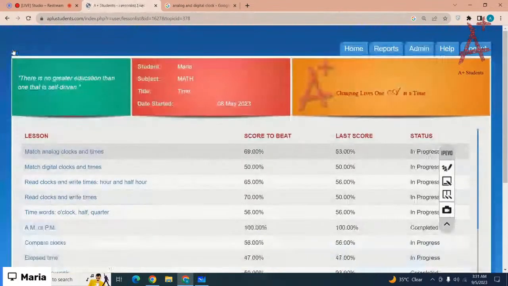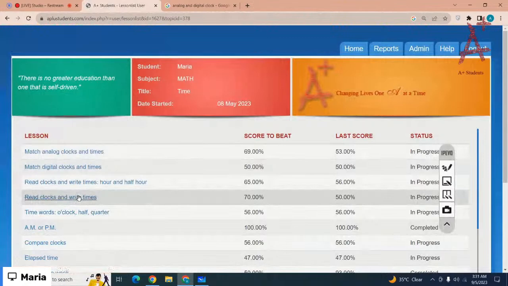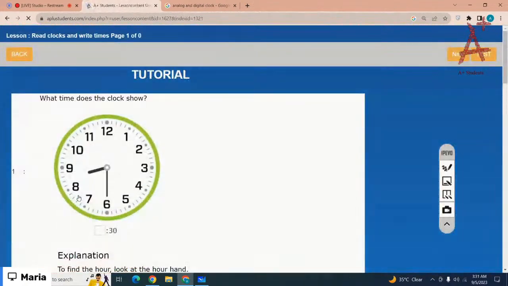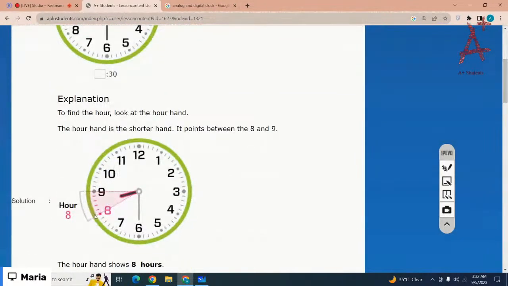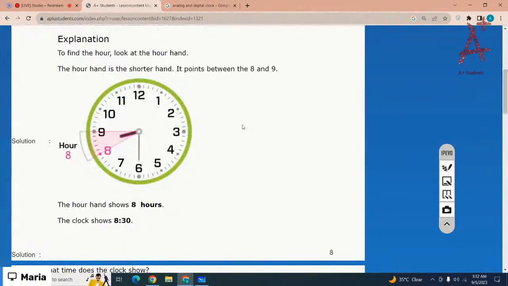The next one is read clocks and write times. Okay, what time does the clock show? So just look at the hour hand, right? That would be the hour hand. That is exactly midway between 8 and 9, right? The clock points to the midpoint of 8 and 9, right?